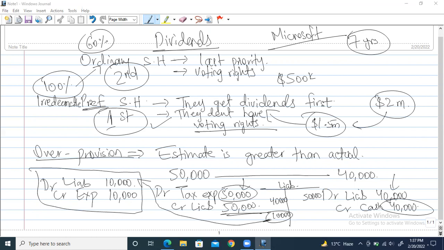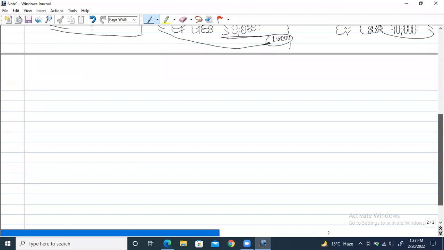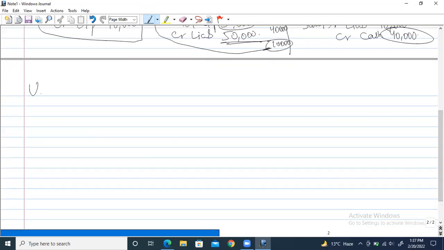Now let's discuss under provision, the second case. Under provision, again, is a very interesting topic. I hope you're understanding this. Again, provision means estimate, so under means we have made it very low. That means the estimate is very low. It's the opposite situation: the estimate is lower than the actual liability.